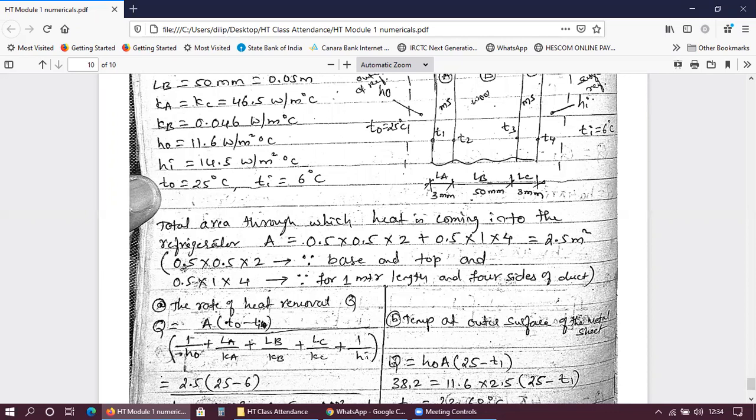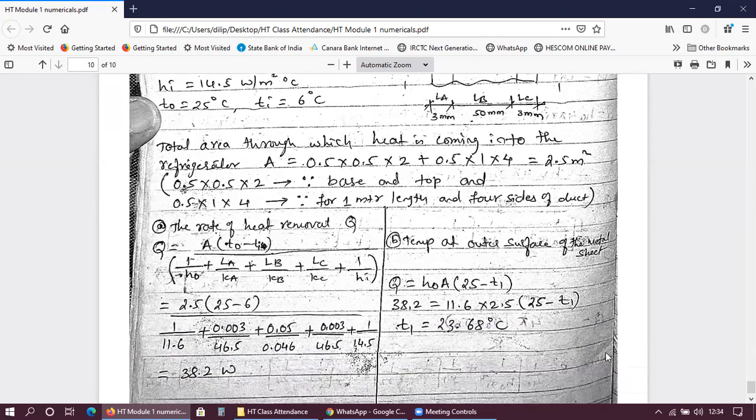Q we already calculated here, since I told you the rate of heat transfer is constant throughout the system. So Q is equal to H naught into A. The H naught value is given: the convective heat transfer coefficient at the outer surface, 11.6, multiplied by its area, 2.5, into 25 minus T1. So 25 is T naught, the outer air temperature, 25 degrees Celsius. So this is T naught minus T1.